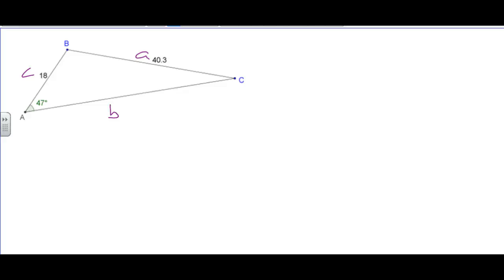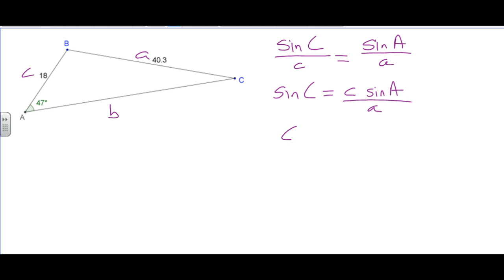All right, so we're going to do two setups of the sine law. First thing, the only thing we can solve for is angle C. So sine of C over little c, and we're going to use A because that's our known pair. I have angle A. So the sine of angle C is little c sine A over little a, and C is the inverse sine of, let's fill in the numbers now. So little c, 18 sine 47 degrees divided by little a, which is 40.3.